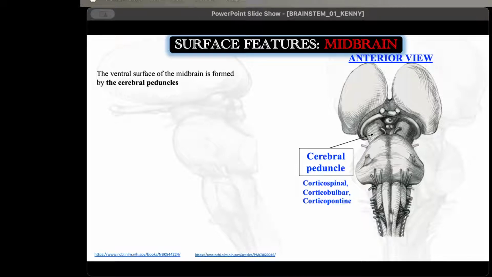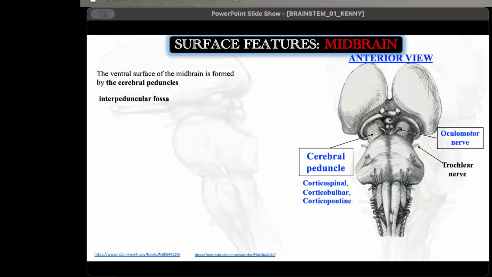But we have a nerve that originates on the ventral surface of the midbrain. We only have two nerves that originate from the midbrain. On the posterior side we have the trochlear nerve, and now we have the oculomotor nerve, cranial nerve number 3. So cranial nerve number 3 and cranial nerve number 4 are the only nerves that take origin from the midbrain.